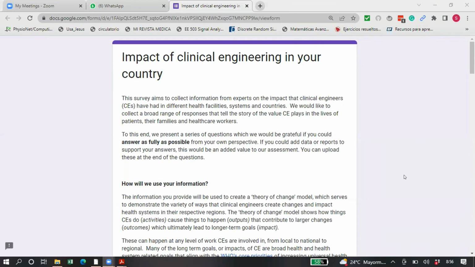Okay, great. Thanks for sharing. Yeah, so this is our survey. It's very short. And if you scroll down, we give you a few examples of the theory of change model. And then we ask for information about impact stories that you can share in these 4 categories. So we ask for examples of activities, outputs, outcomes, and impact.